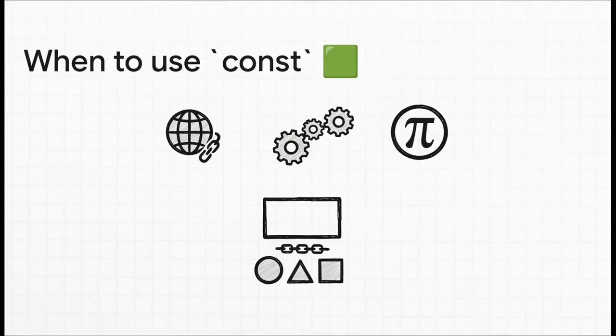So from now on, make const your default, your starting point. It is perfect for any value that you know shouldn't change, like a URL for an API or some app settings. And definitely use it for objects and arrays. It's the best way to make sure you don't accidentally replace your whole data set.